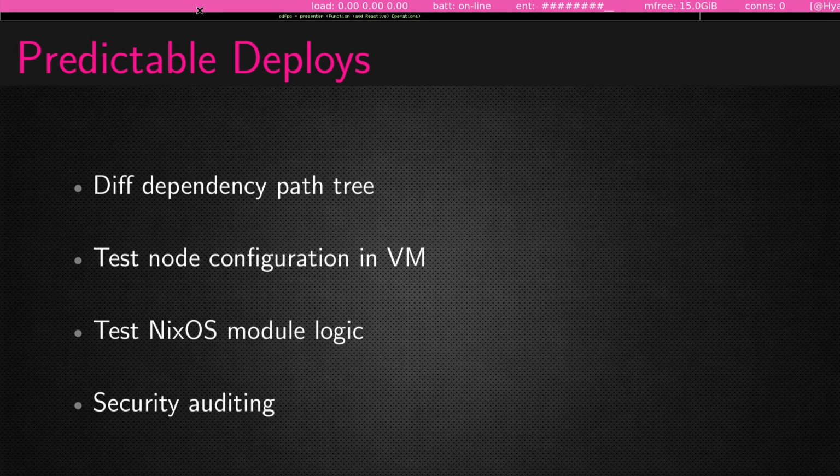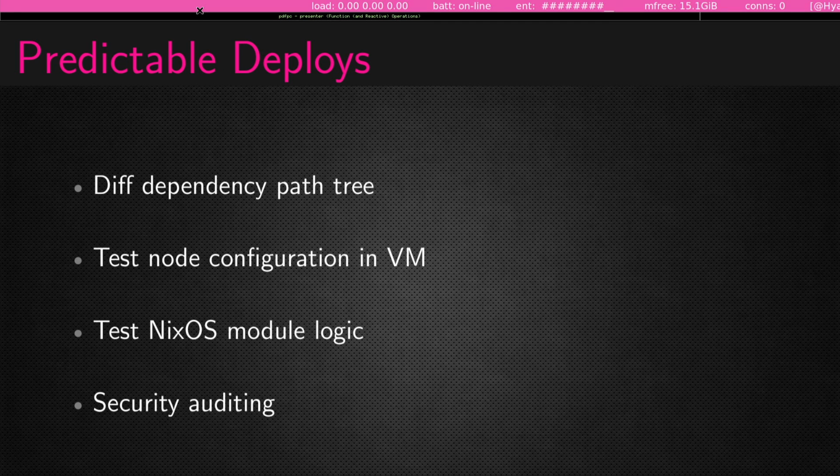Okay, so there are other things that we can do with Nix tooling, and I've got these as bonus material in the slides to have a look at. So we can diff the dependency tree. Anytime that we do a deploy or we create a new host configuration, we can actually have a look side by side at what packages have in fact changed. We can test node configurations in VMs. This is all standard tooling in the Nix world.